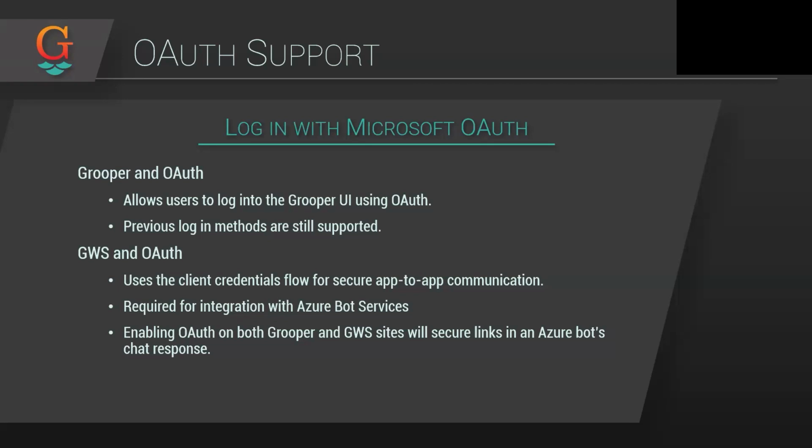For GWS, we use the client credentials flow to better secure app-to-app communication. Azure Bot Services is one of the ways to extend AI assistance to different channels. That's required to integrate with Azure Bot Services because it's a secure method of communication between a Grooper repository and Azure. And enabling OAuth further secures those links. Whenever a chat responds with a link to download a document or go back to Grooper, OAuth further secures that connection.